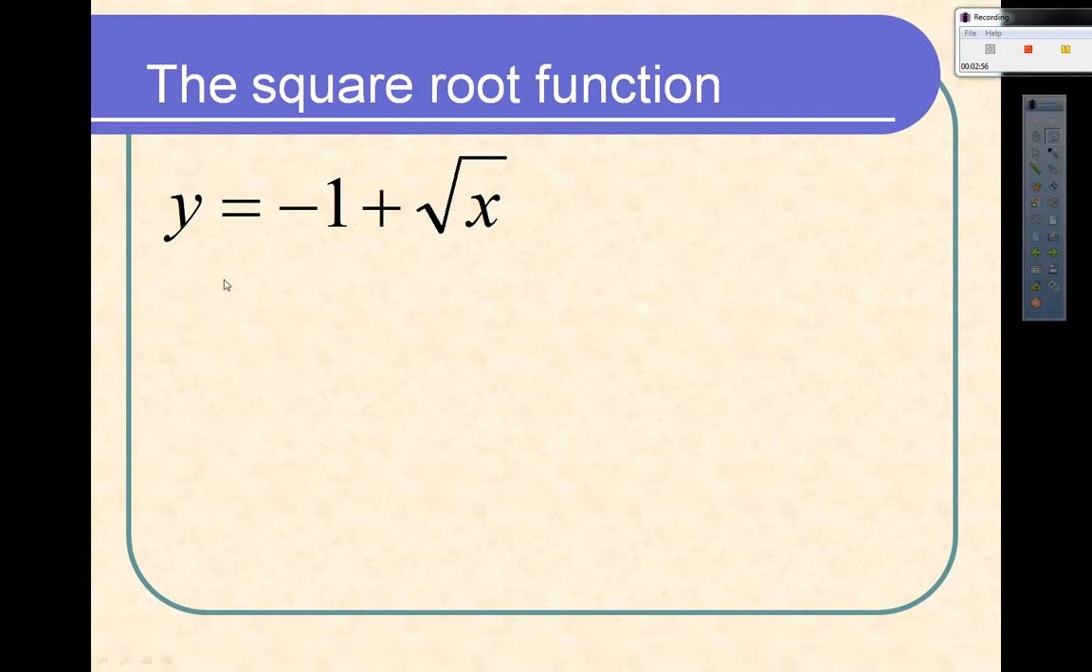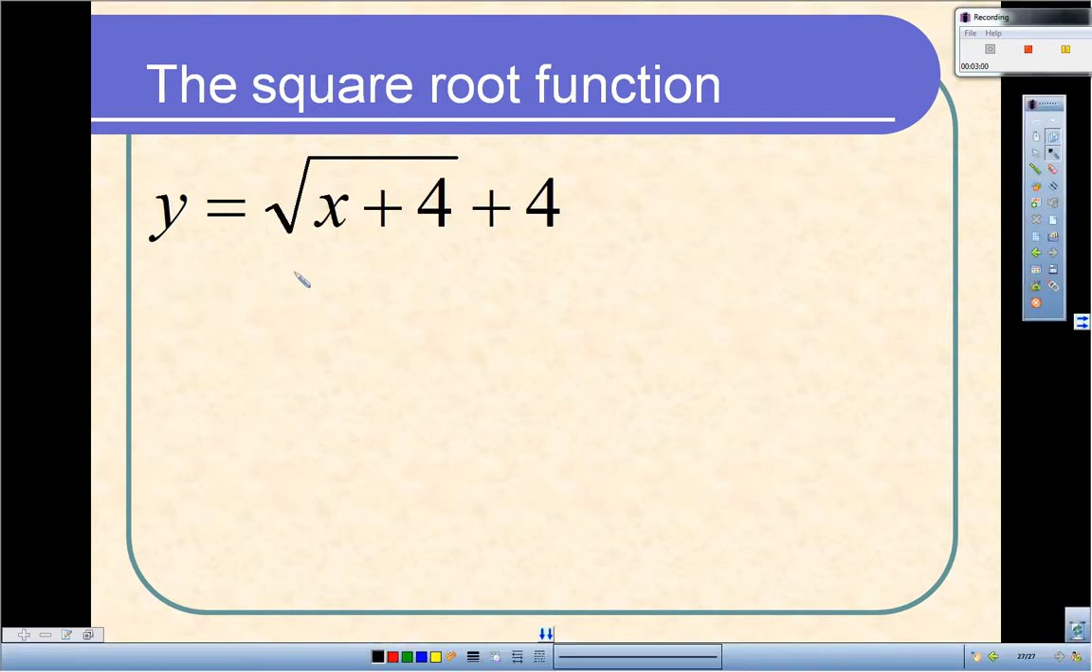Alright, let's take a look at another graph. For this one, just by looking at the function, I know that my square root function is going to go up 4 units and go left 4 units, because it's always the opposite of what's underneath the radical symbol. Also, I can tell my domain and my range.